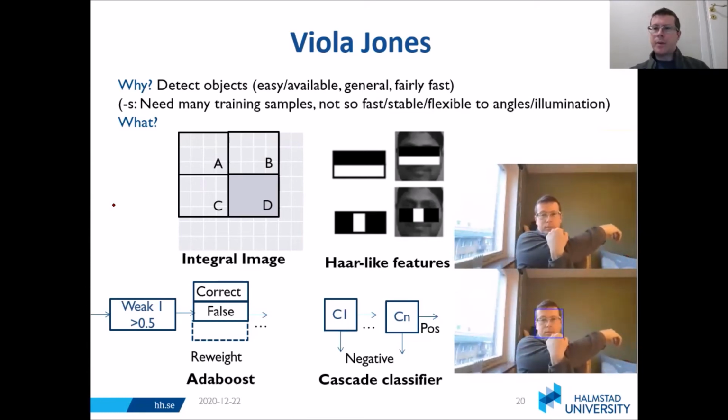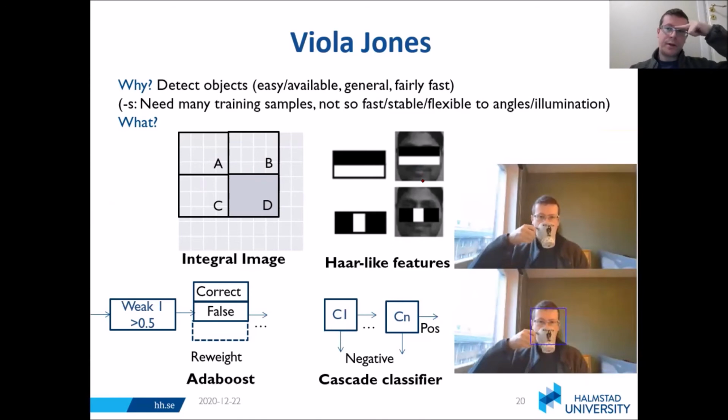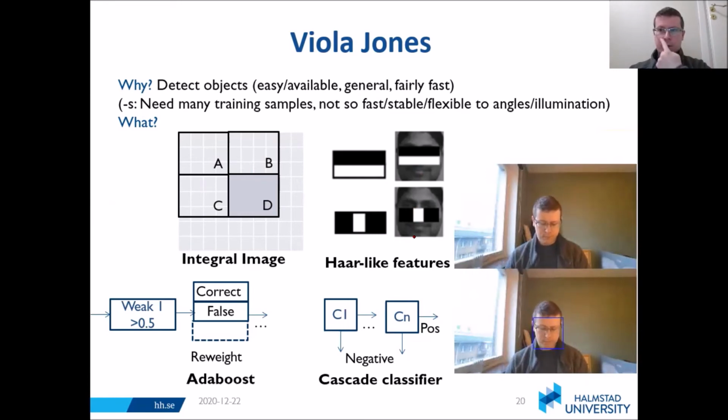Haar-like features are a major important part of this algorithm as well. This is basically comparing box-like regions across an image. So you can see that in a face, this part of my face, the eyes and eyebrows will be darker than the cheek. And then the nose is usually lighter than the area around it where there are shadows.